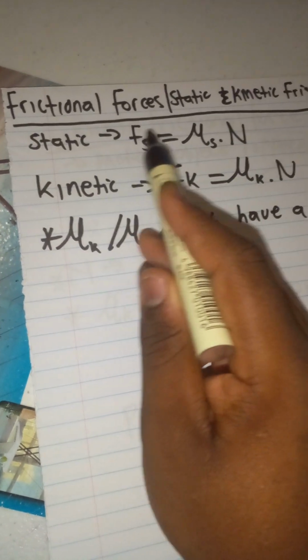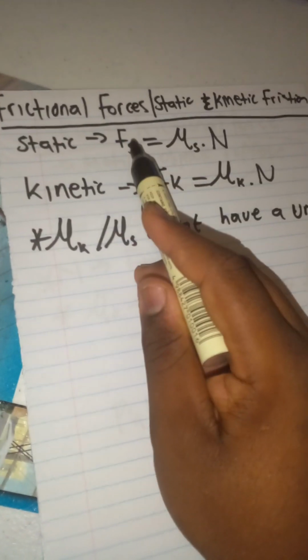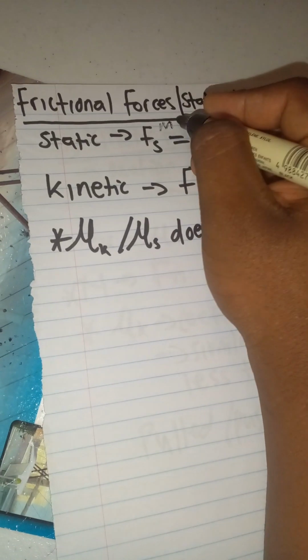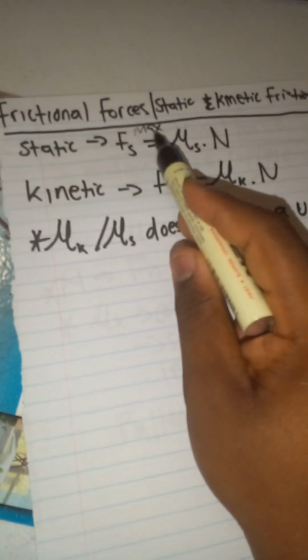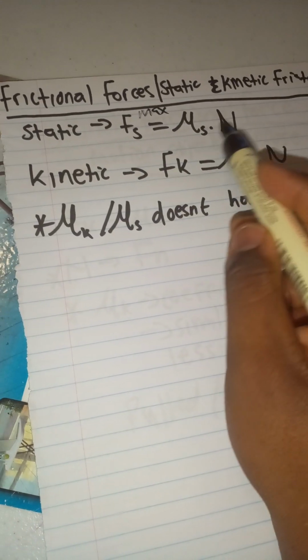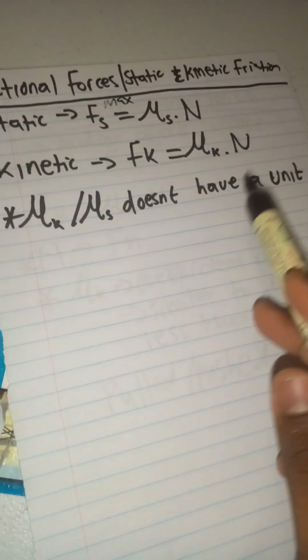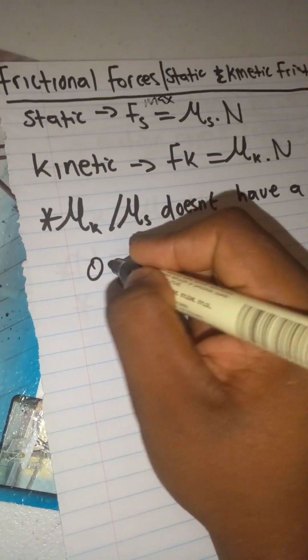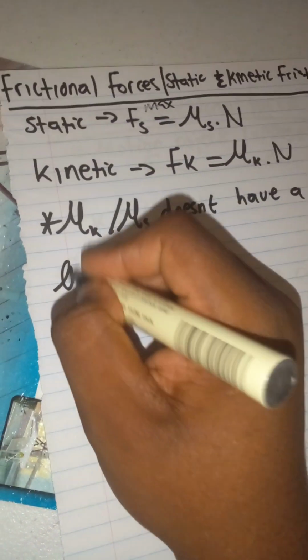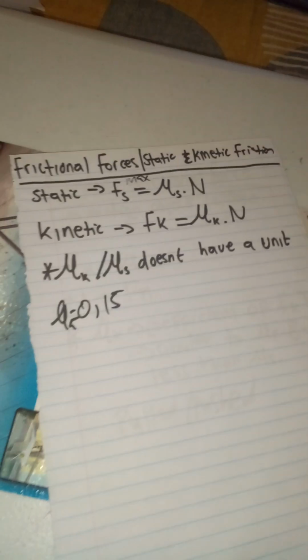So what we can say for today: we did the static friction that occurs with stationary objects. It is Fs max is equal to mu s times normal. Kinetic, Fk is equal to mu k times normal. And mu k or mu s doesn't have a unit. If it is 0.15, it is 0.15. Mu k or mu s is equal to 0.15. That's how we do these things.